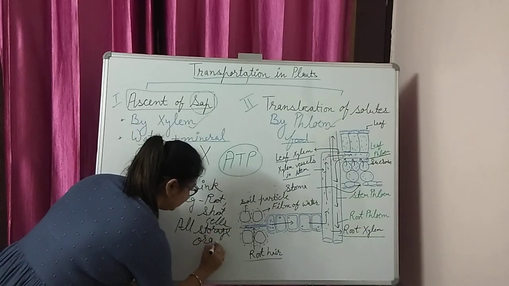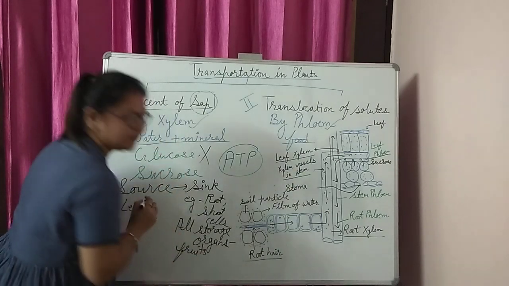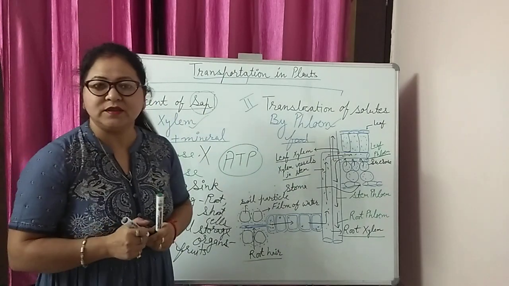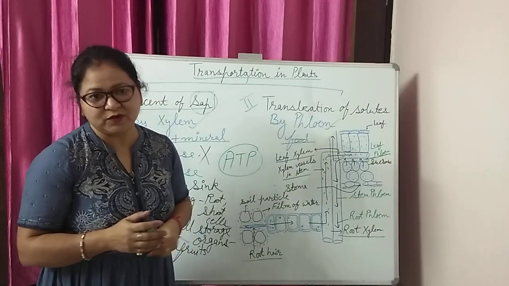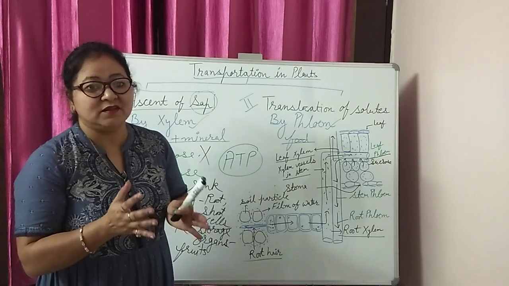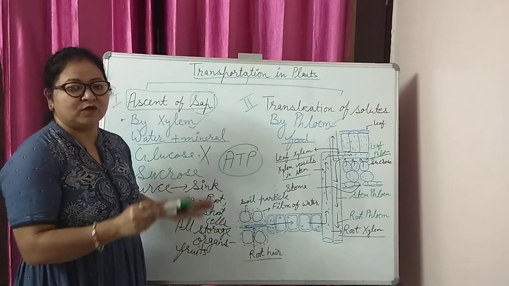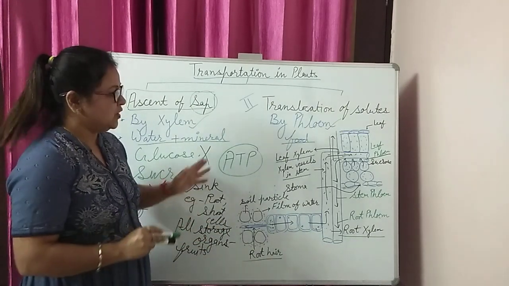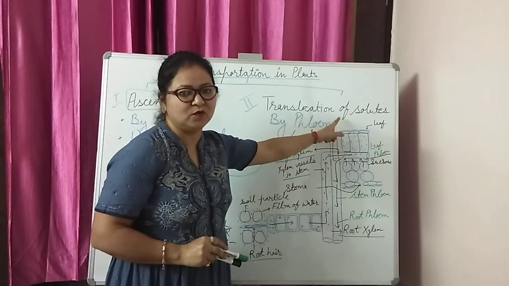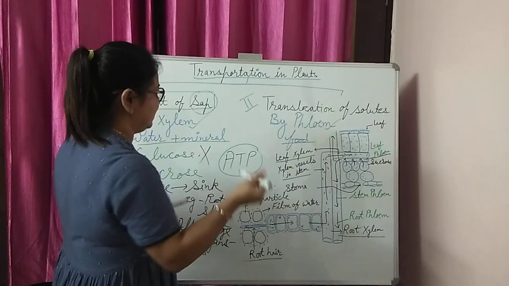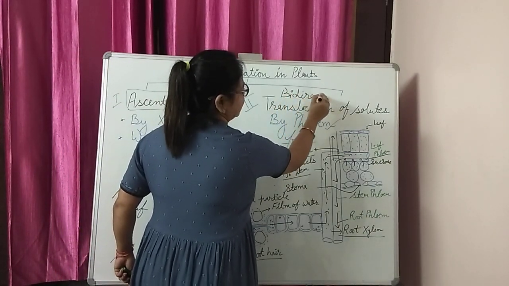All storage organs. Which storage organs? Like fruits, pulses, some roots like radish, carrot, some underground stems like potato. So all these are the storage organs where this food is required for future storage. Clear? So in the phloem, the movement, the translocation of solute, is bidirectional. We will use the term bidirectional process.